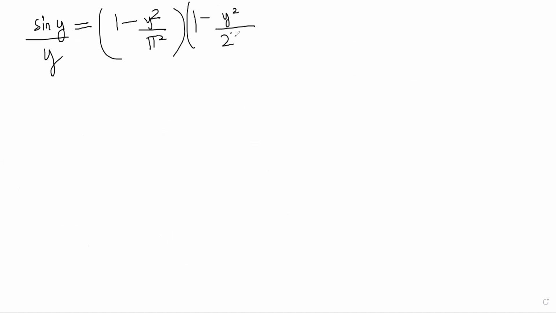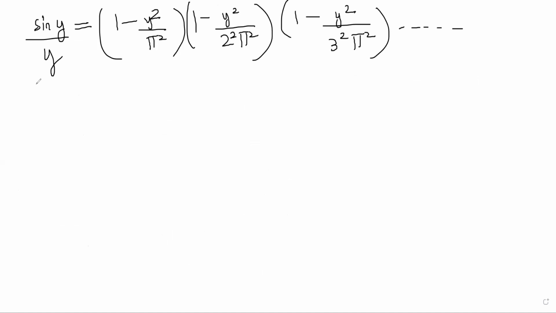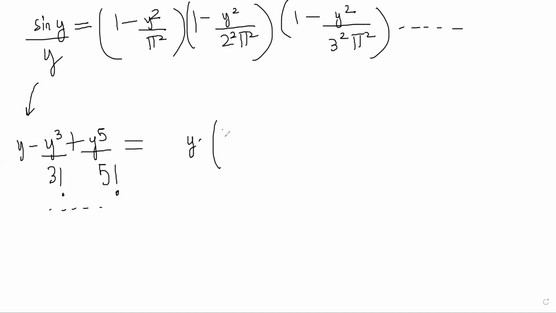So for example, now I have sine y by y is equal to 1 minus y square by pi square, 1 minus y square by 2 square pi square, and so on, 1 minus y square by 3 square pi square. Let's see this, and we write the Taylor series expansion on this side for sine y by y. That was y minus y cube by 3 factorial plus y power 5. This is the Taylor series expansion for sine y, and that should be equal to, this is infinite series here, should be equal to y times this, right? Y times this.